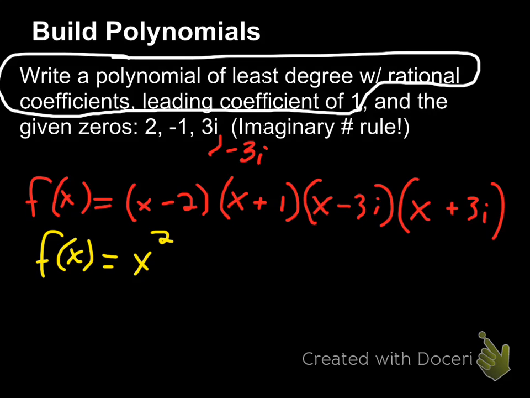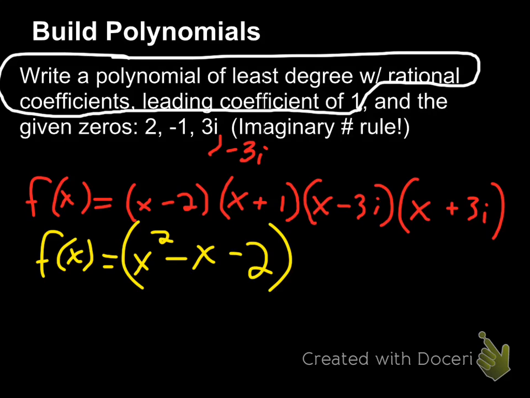Whoops, let's just bring that all together. What's plus x minus 2x? Isn't that just minus x? Okay, good. And then minus 2. That's the first one. Okay, so I just FOILed x minus 2 and x plus 1.